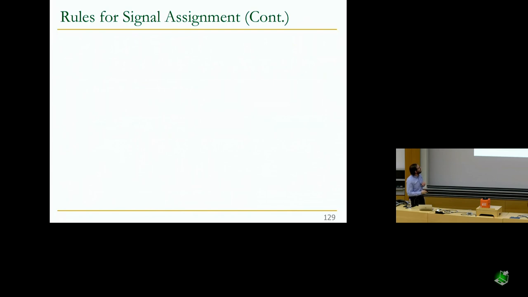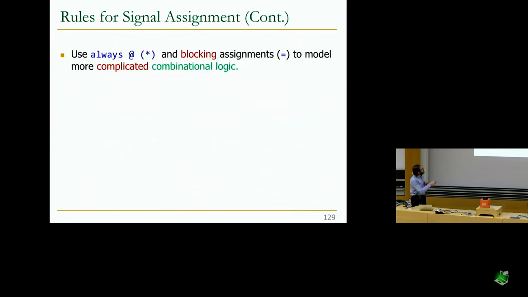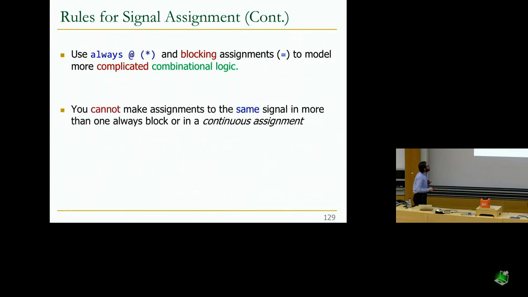Okay, so some more rules. You can model complicated combinational logic if you use always at star. You're sensitive to all of the inputs, basically, and blocking assignments. Now things are combinational, right?